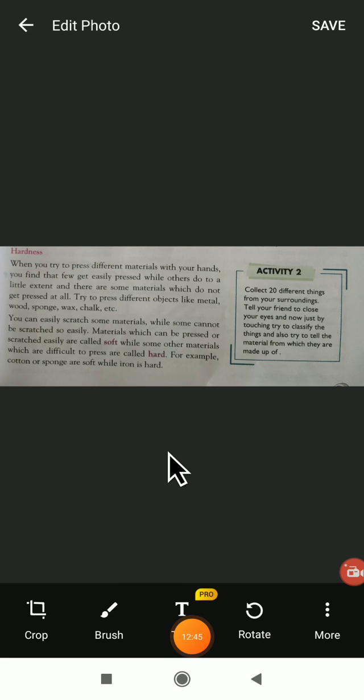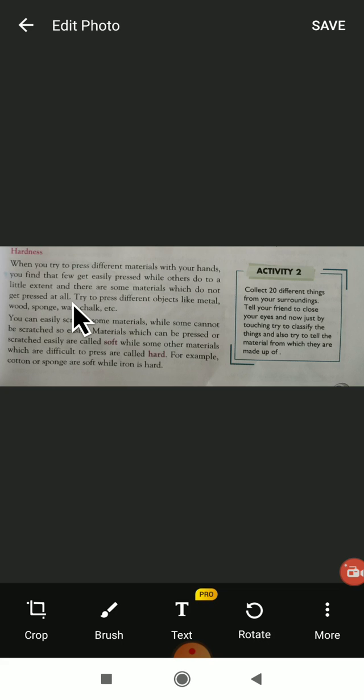Next we will see the next property, that is hardness. By seeing the word itself you will come to know what hardness is. Hard is nothing but a rough substance. When you try to press different materials with your hands, you find that a few get easily pressed, while others get pressed only to a little extent, and there are some materials which do not get pressed at all.